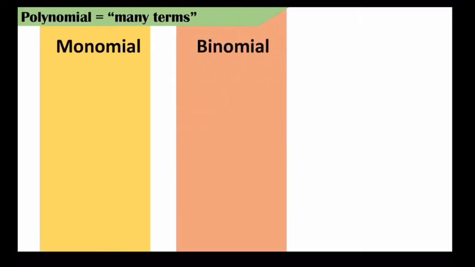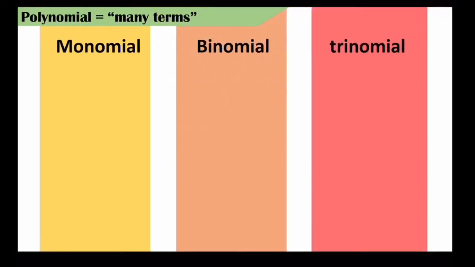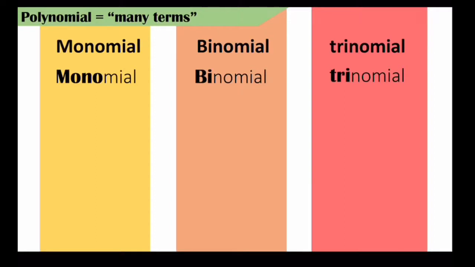So I'm going to teach you 3 basic terms for polynomial. So we have monomial, binomial, and trinomial. Monomial, I want you to bold the mono there. And binomial, I want you to bold the bi. And trinomial, I want you to bold the tri. There's a reason we're doing this.